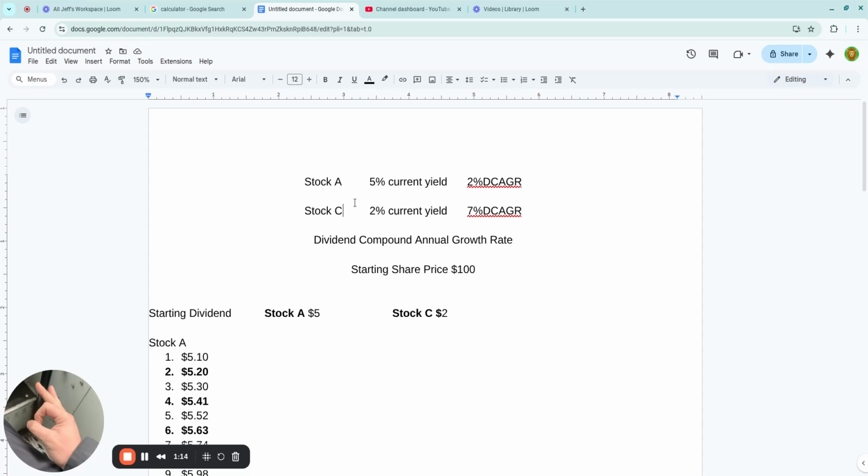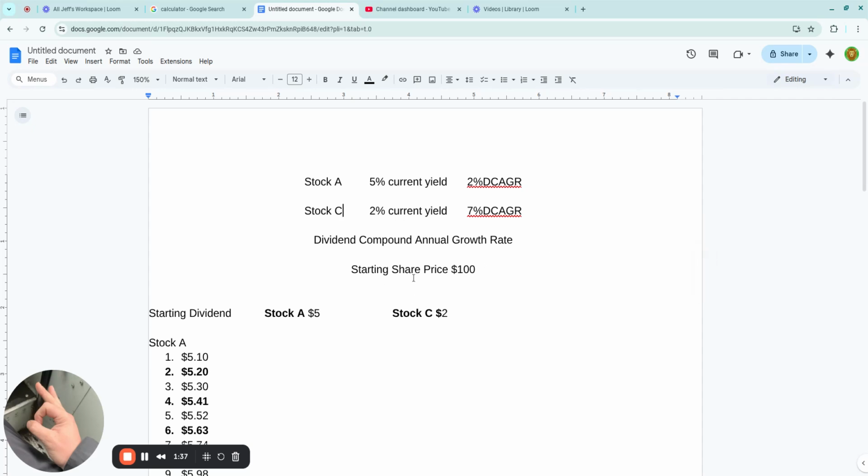As you remember in the last video, we had stock B, Bravo, which was a 1% current yield and a 6% dividend compound annual growth rate. So we increased each of these numbers by one, and we're going to see how that makes a tremendous difference. Now, everything else is the same, though.